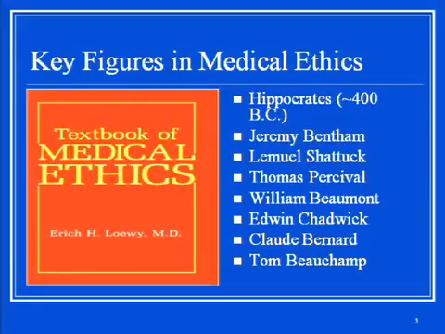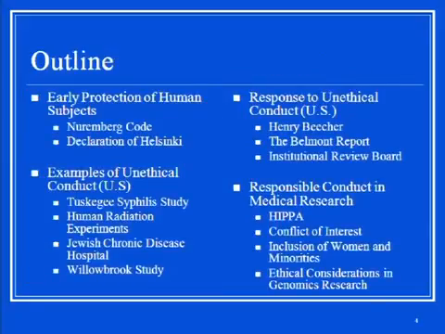But we're going to really focus in on some ethical considerations in epidemiologic research, beginning with the early protections of human subjects. So we're going to talk about the events that led to the Nuremberg Code and the Declaration of Helsinki and what those two things are. We're going to talk about some examples of unethical conduct within the U.S. So we're going to talk about the Tuskegee syphilis study, human radiation experiments, the events that occurred at the Jewish Chronic Disease Hospital and the Willowbrook study.